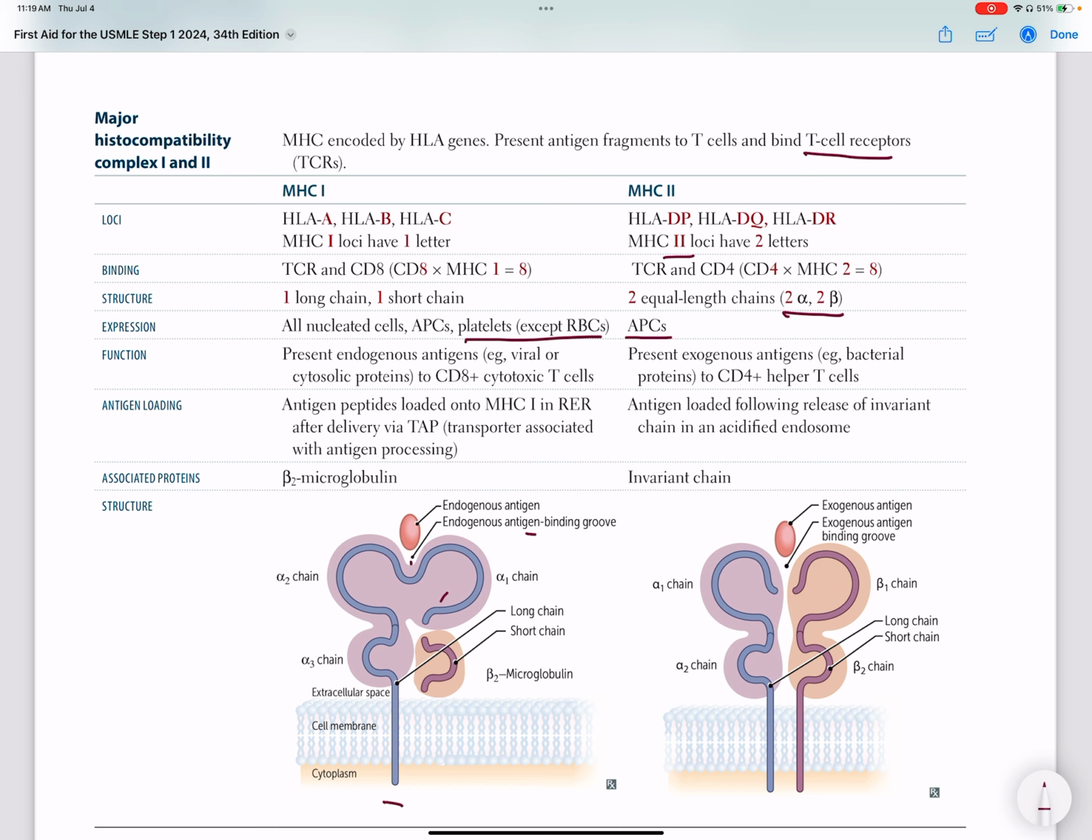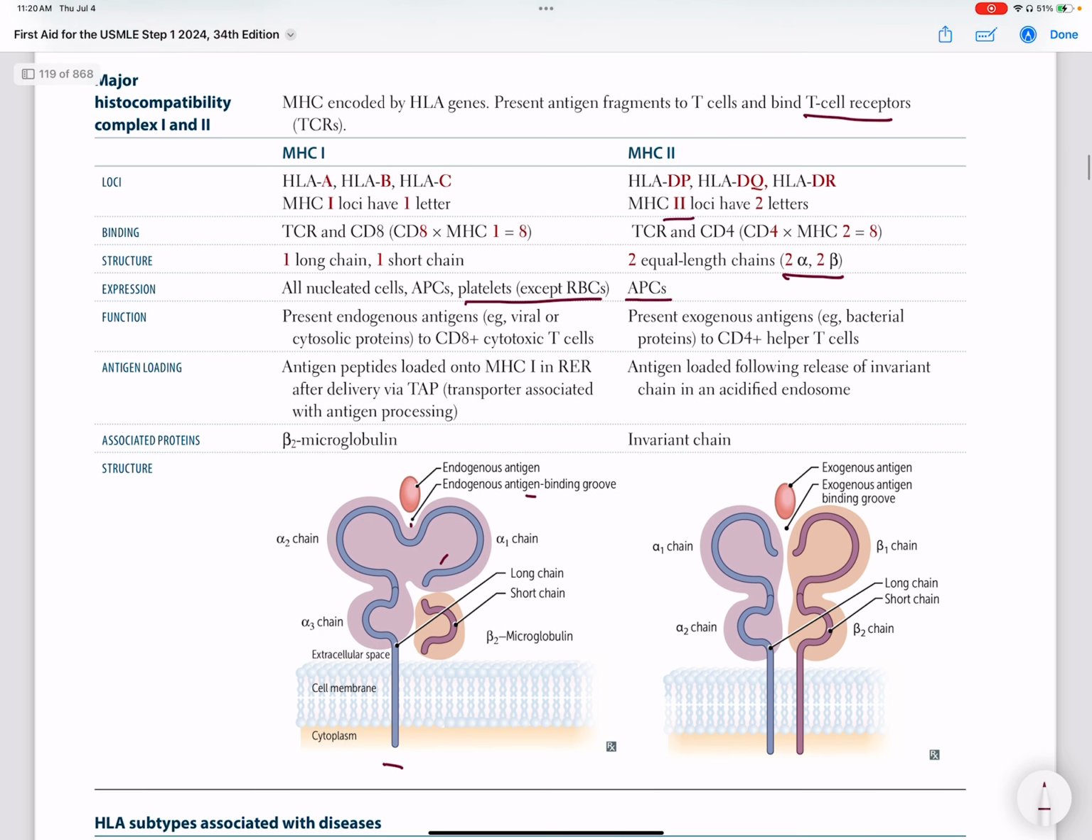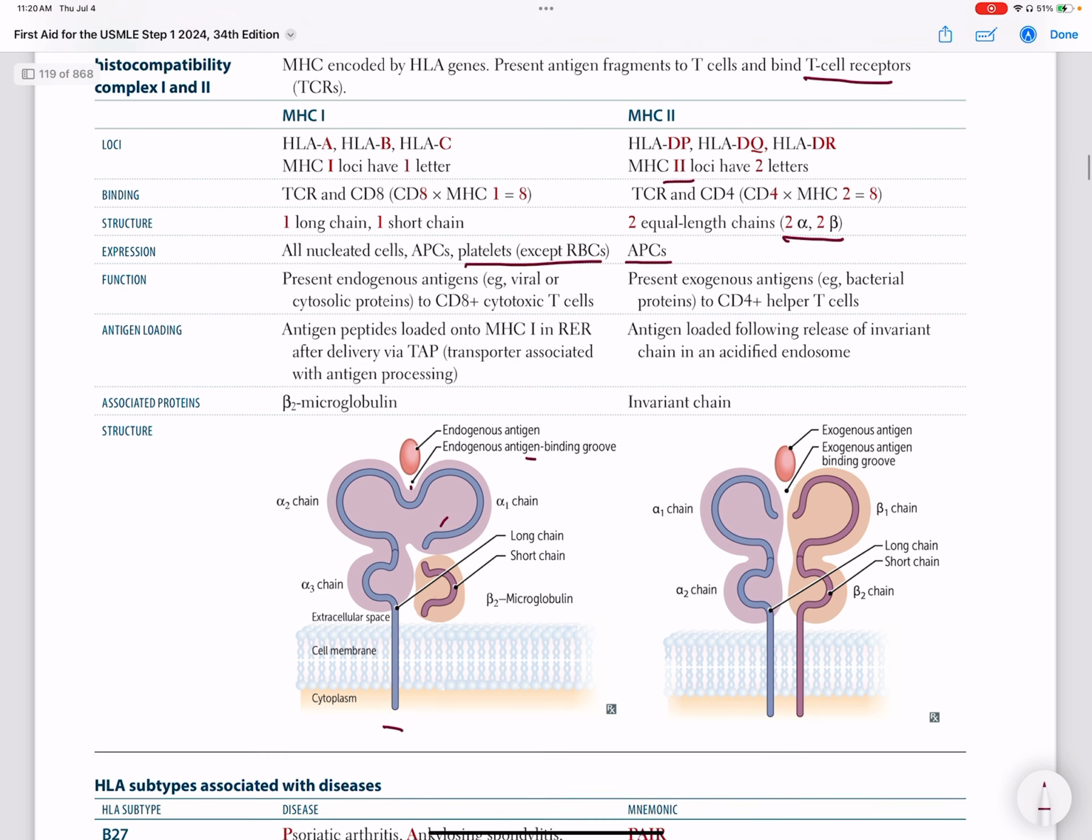For MHC1, it is CD8: 1 into 8 is 8. And the T cell receptor is the binding site. MHC2 binds T cell receptor and CD4: 4 into 2 is 8. Structure: MHC1 has one long chain and one short chain. MHC2 has two equal length chains, that is, 2 alpha or 2 beta.